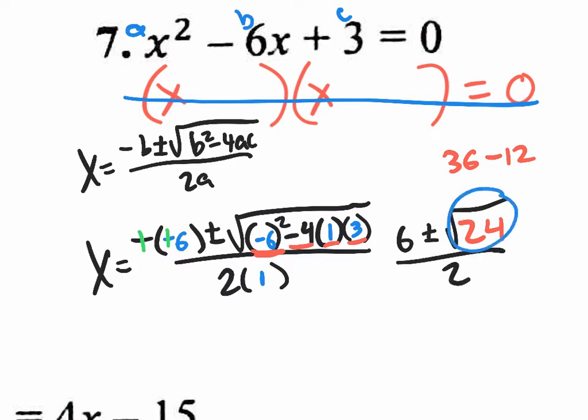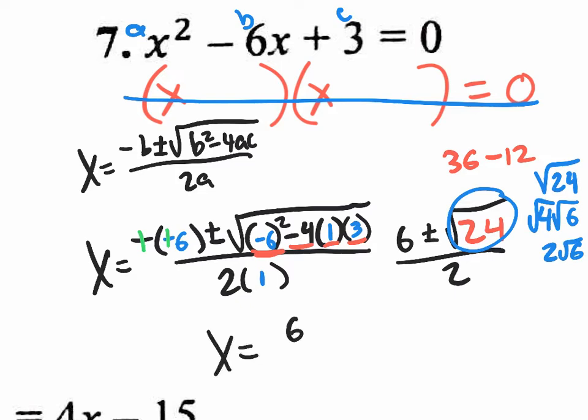And of course, the square root of 24 could be broken down to a perfect square number with multiplication. So you're not going to say 2 times 12. You're going to say 4 times 6. 4 is a perfect square number. So when you split it, you could actually do the square root of 4. You'll get 2. And the square root of 6 stays the square root of 6. So my answer is x equals 6 plus or minus 2 square root of 6 instead of the square root of 24, all divided by 2.